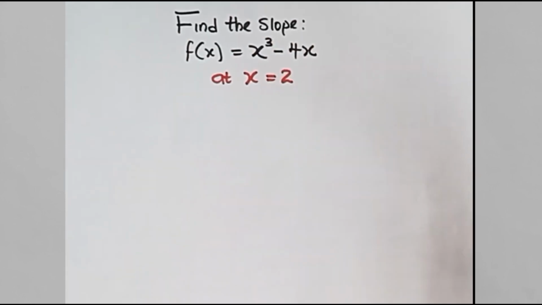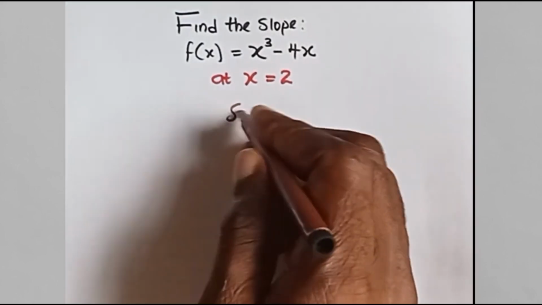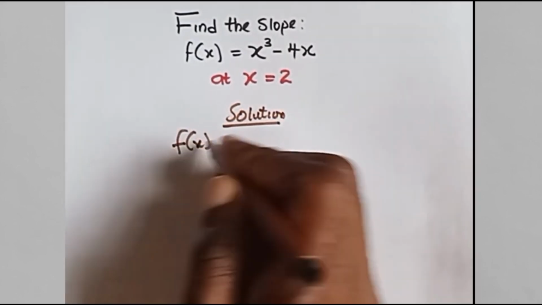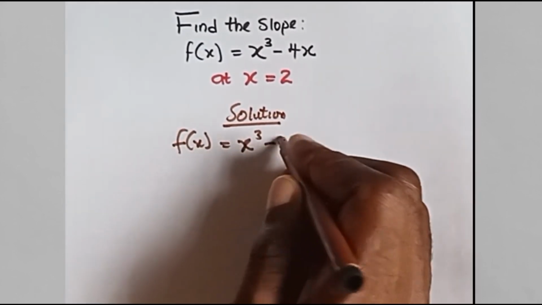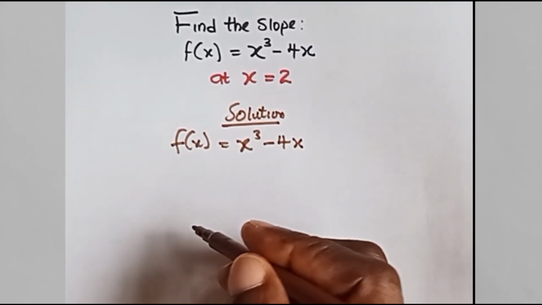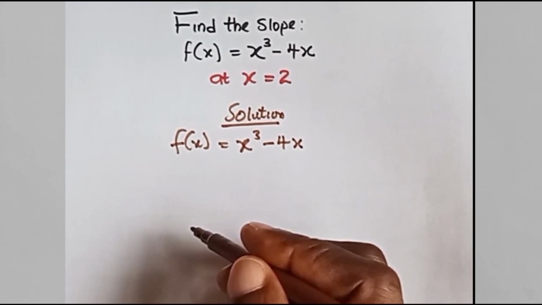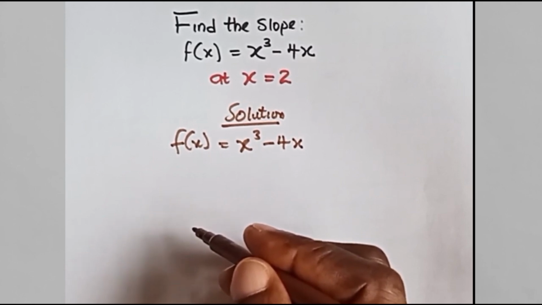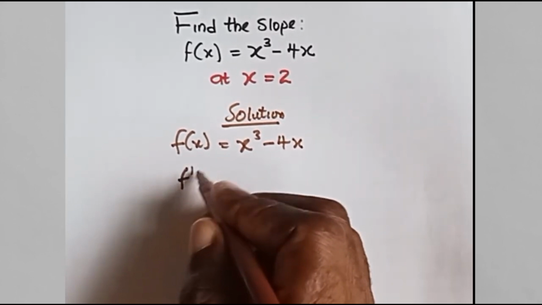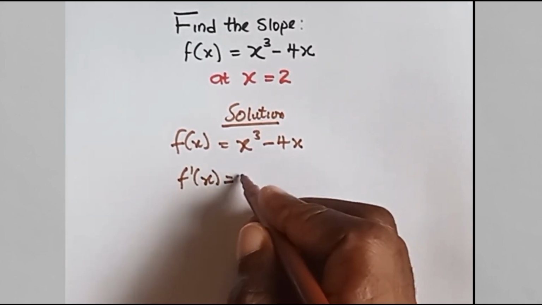Okay, now let's look at another question. It says we should find the slope of the graph when x equals 2. Solution. So we have x raised to power 3 minus 4x. As I've said, to find the slope of the graph at x equals 2, we need to find the derivative of this function first, and then we can evaluate it at x equals 2.